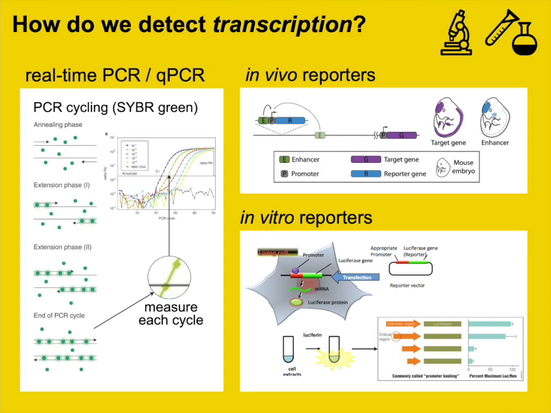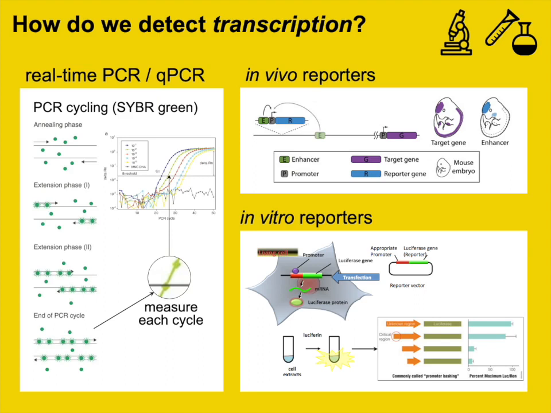Another way is to use reporter genes that can be visualized by histological methods, such as immunochemistry. This is particularly useful for developmental biology and requires making a transgenic animal for your reporter and then assessing the expression of the reporter gene in the embryo.